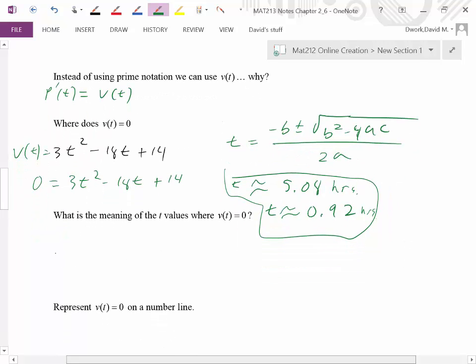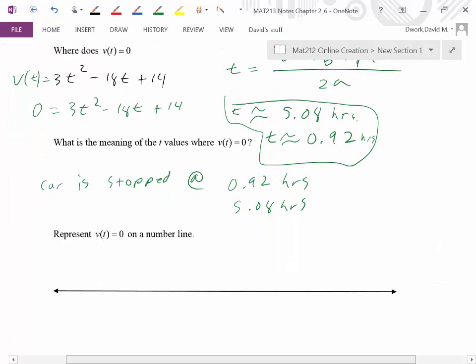So what we're saying here is the car isn't moving. If the velocity is 0, we're not going north, we're not going south, right? We're not moving. So the car is stopped at those times. And remember, there's a couple of different things that you could attribute to stopping. It could be a stoplight, a red light, a stop sign. You could have stopped for lunch and you're eating lunch. Just something like that, right? So at 0.92 hours and at 5.08 hours. Okay, I hope that makes sense.